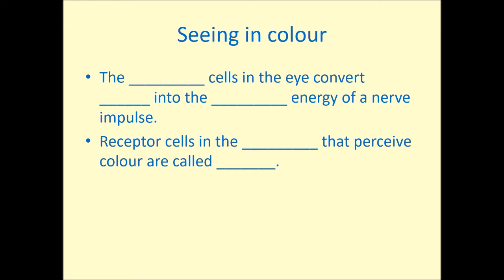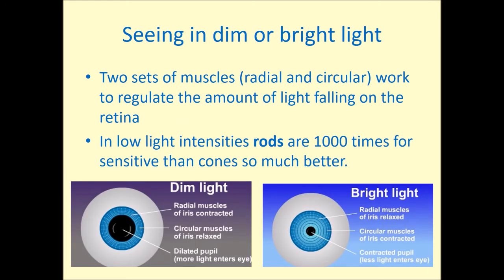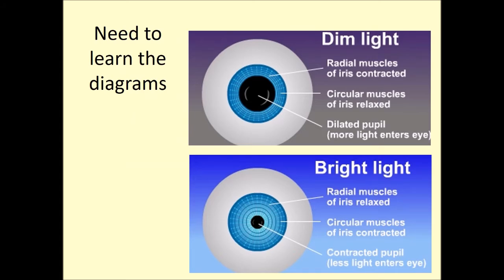So let's think about what we did last lesson. So we were looking at how you see colour and the type of cells. So the receptor cells in the eye convert light into electrical impulses, and receptor cells that perceive colour are called cones in the retina. And we remembered that we looked at the difference between dim light and bright light, and how rods look at the different intensities of light, bright and dim. You need to learn the labels for these, particularly for triple, and understand how those work.